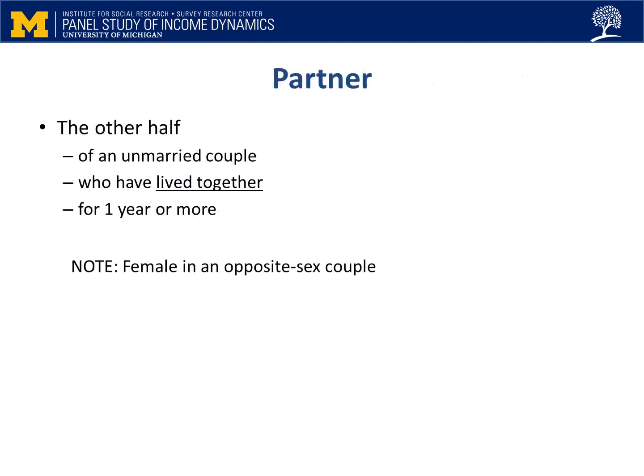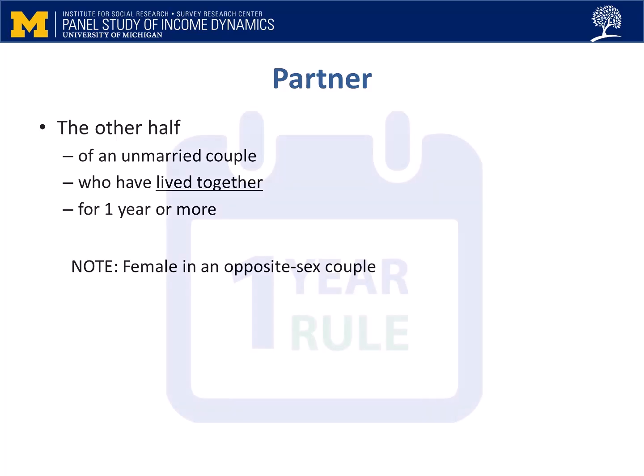Thus, the definition of the RTH of partner is the other half of an unmarried couple who have lived together for 1 year or more. Note that in an opposite-sex couple, where the male is always the reference person, this will be the female half of the couple.